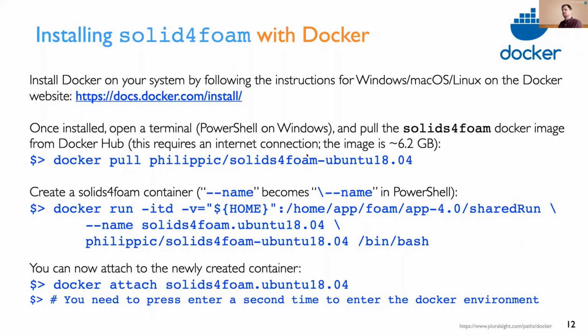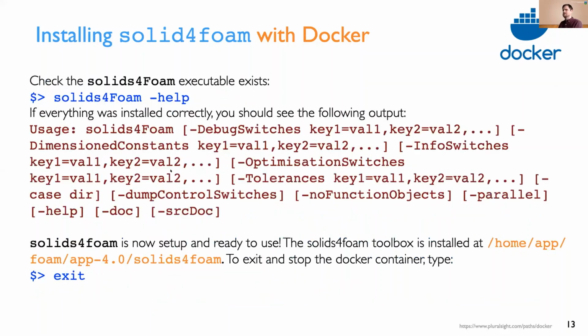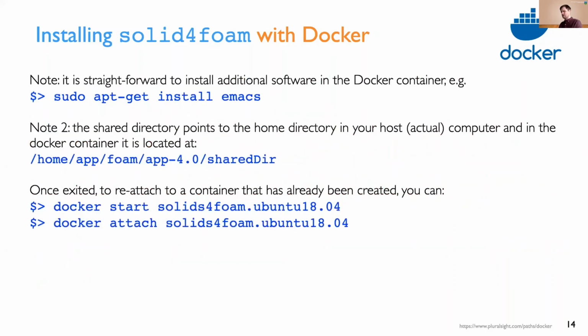And you can see it's based on Ubuntu 18.04. Then you can run that using these commands here, and you can set up shared folders and things like that. If you're familiar with Docker, you'd be familiar with this. Once you log into that Docker container, you can check Solids4foam works. Everything's fine. And just to mention, I think the password is removed from the sudo account in that Docker container, so you can easily install Emacs or whatever editor you want to use, or any other software.